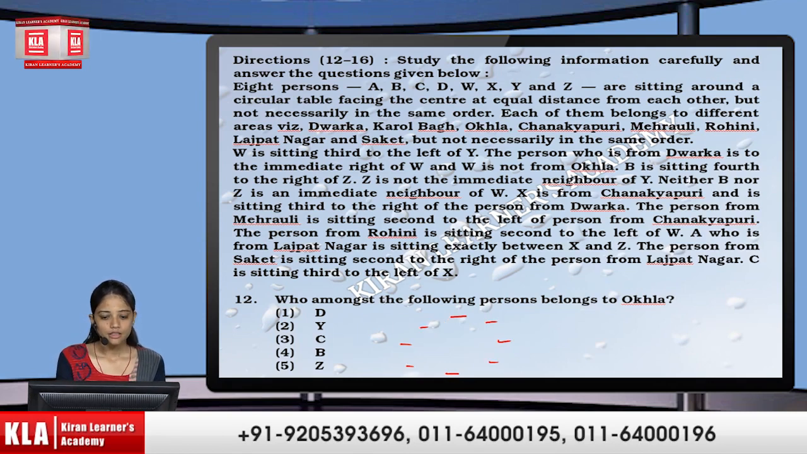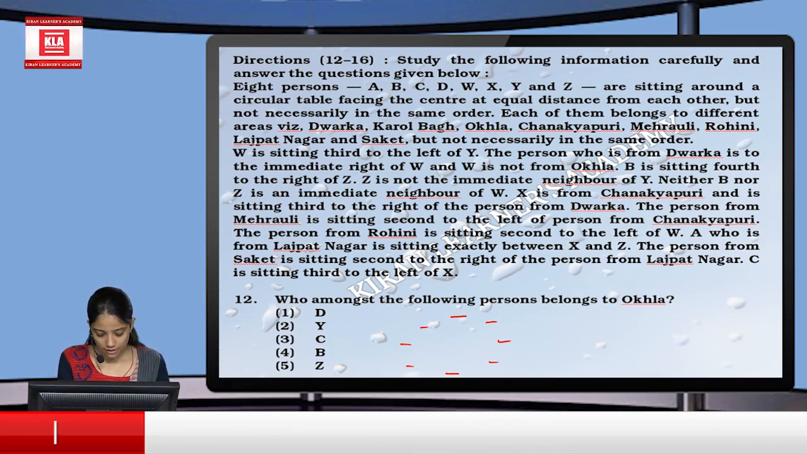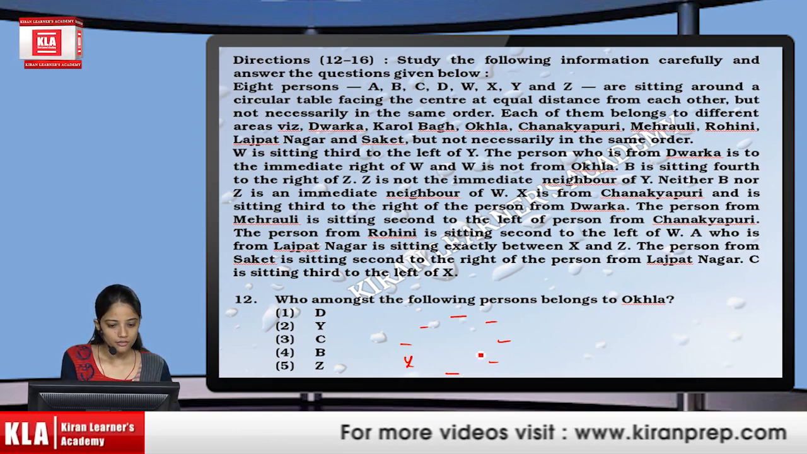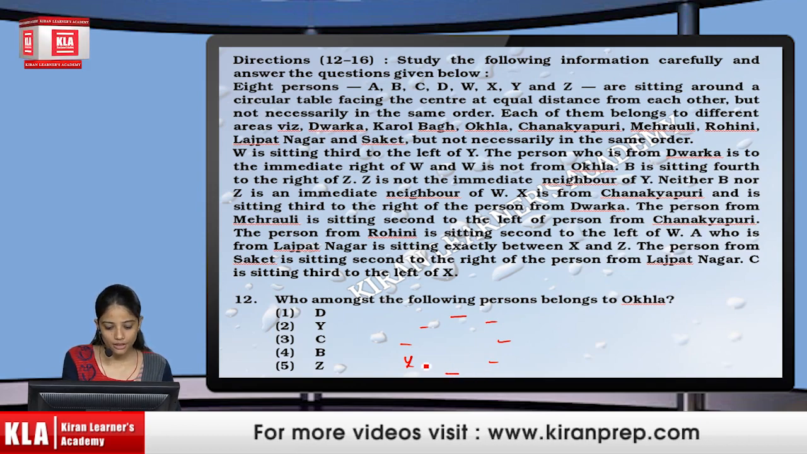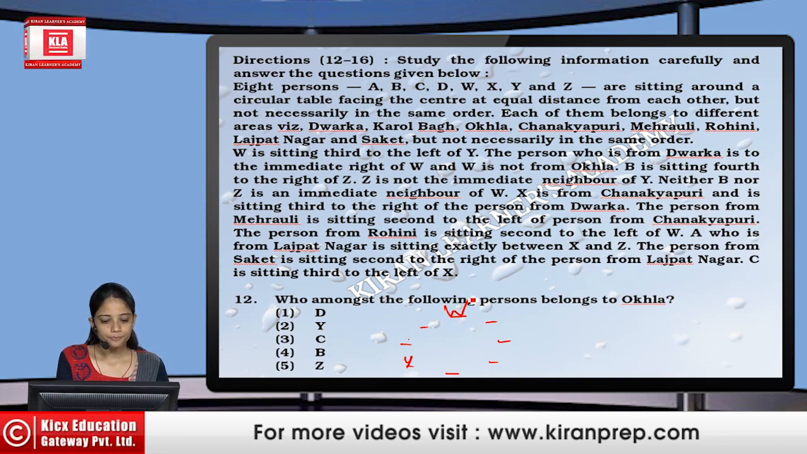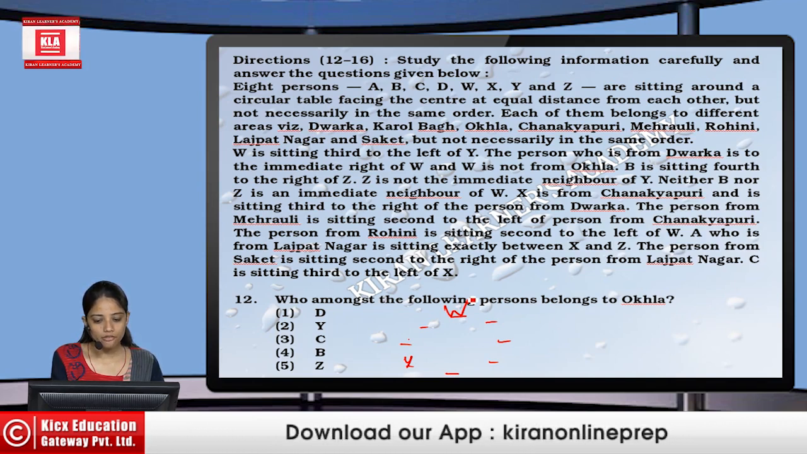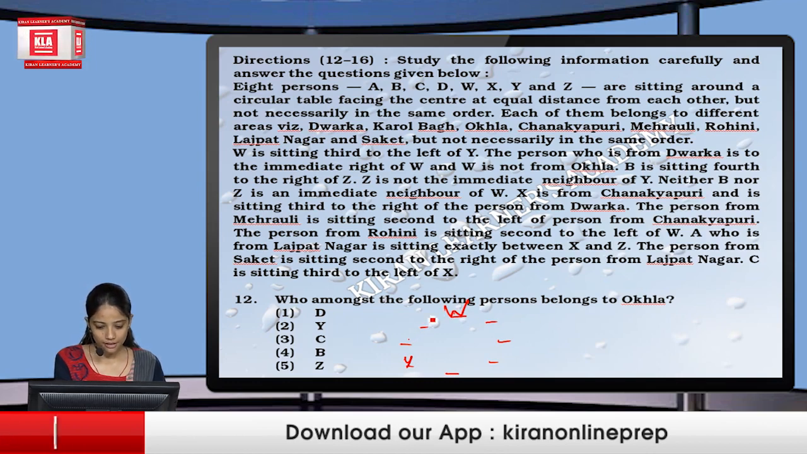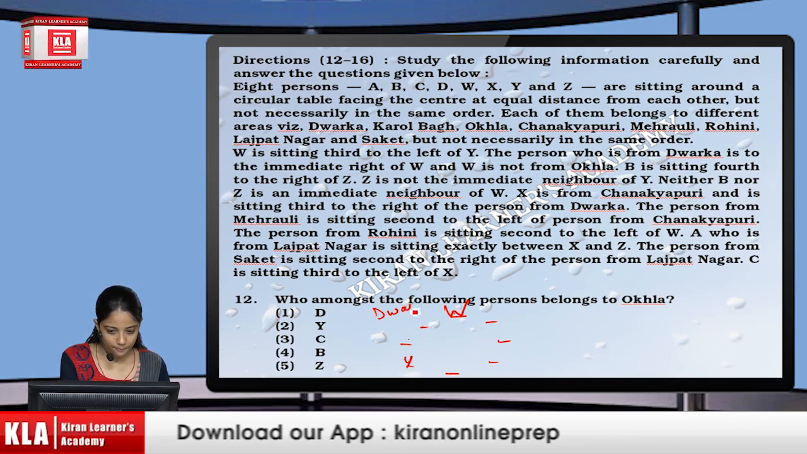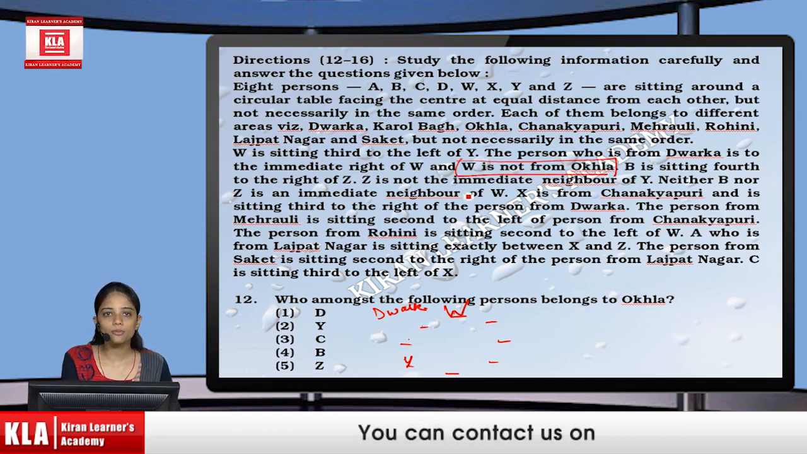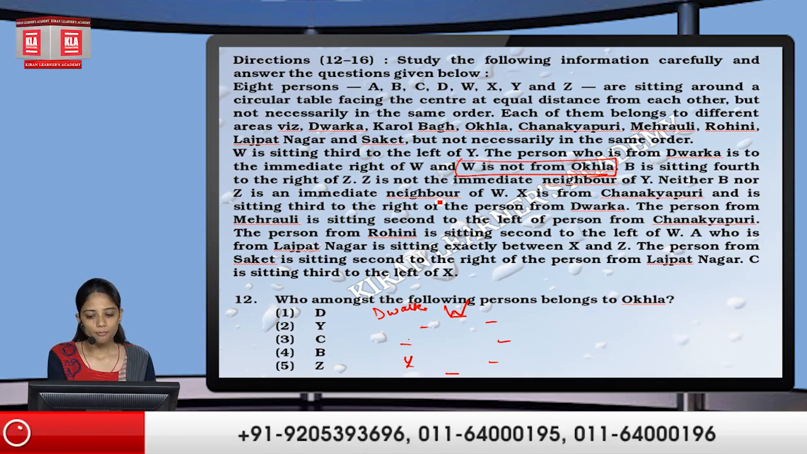We have 8 persons. First is that W is sitting third right of Y. If I make Y over here, then we have to go third to the left. So left part is this 1, 2 and 3. We get W over here. Next is the person who is from Dwarka is to the immediate right of W. The immediate right of W is this part, and that person belongs to Dwarka. But W is not from Okhla. So not statements are to be done at the last. So we are leaving that, marking it off.